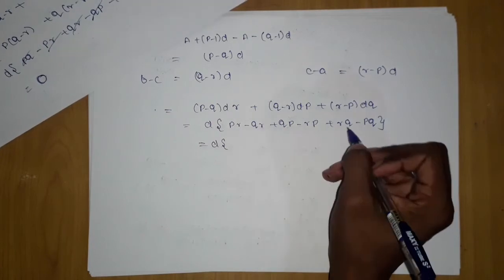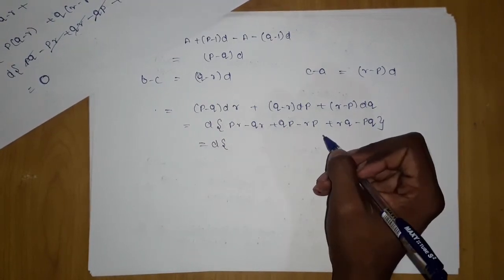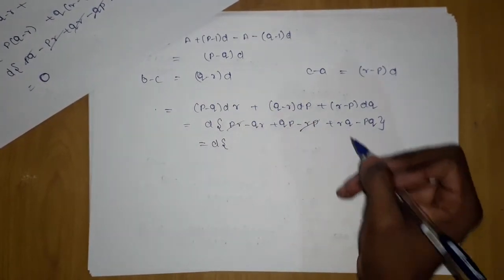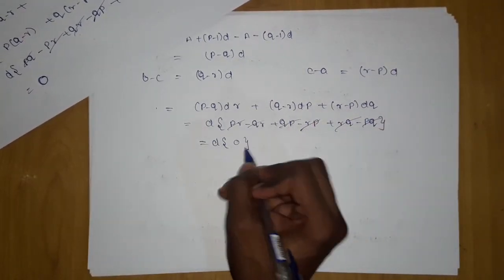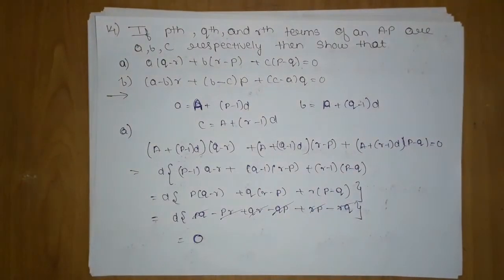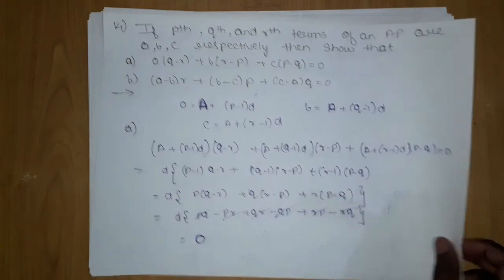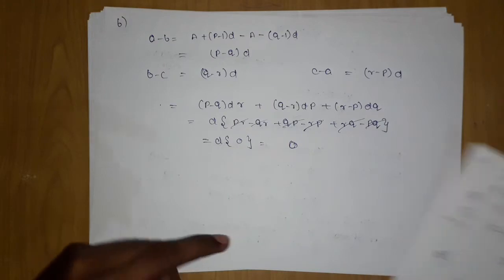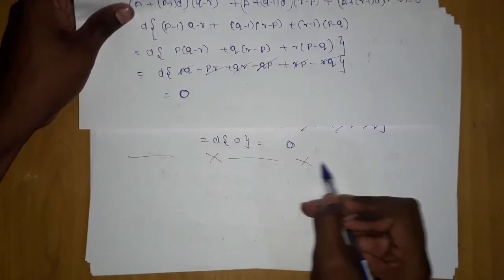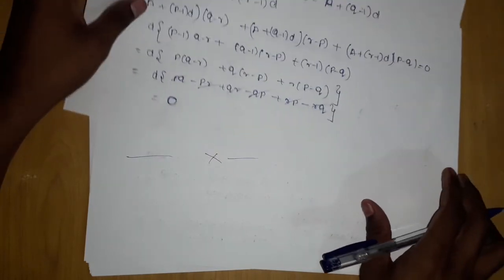Now PR, okay, PR is cancelling out, QR is cancelling out, QP is cancelling out, so we got it equal to 0, which proves our second point, that this is also equal to 0. If you apply this type of approach to a problem, your calculation just reduces, which gives you time. It will help you when you appear for the exam.